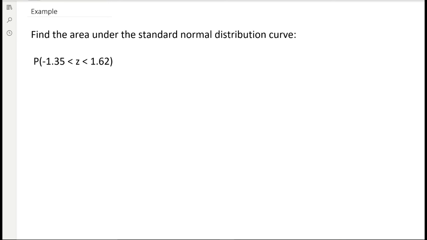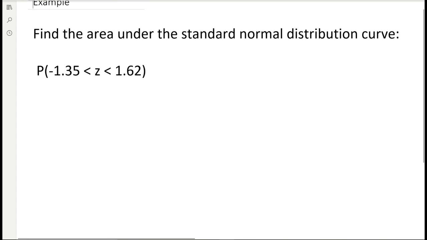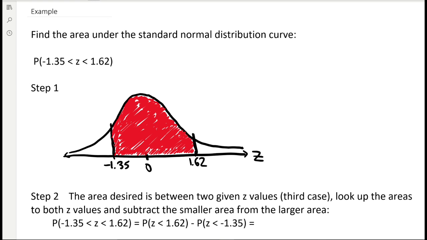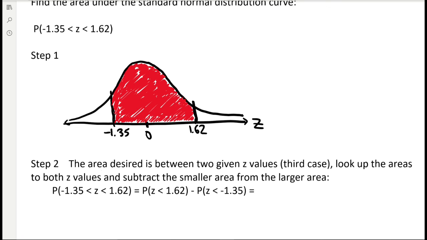All right, let's look at the last example. So let's say we wanted to find the area under the standardized normal distribution curve between these two z values. So here we're looking at the curve between two z values. So in order to do this, we're going to be drawing for step one. We have those two z values labeled, and notice we shaded between them. Now for step two, we're interested in the area between two given z values, which means we're looking at the third case. So we're going to look up the areas to both z values and then subtract them from each other. Remember that you want the bigger area minus the smaller area. So this is shown over here.